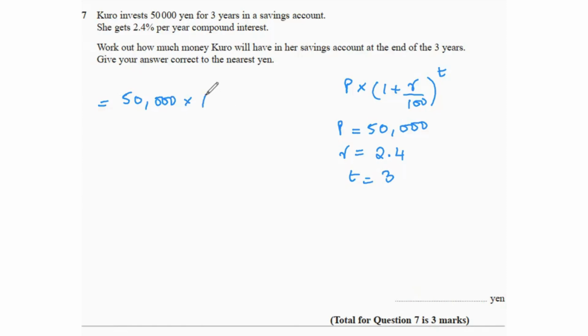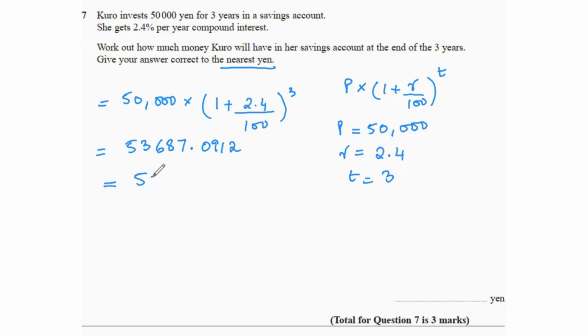So that's going to be 50,000 times 1 plus 2.4 over 100 to the power of 3. So same thing, 2.4 divided by 100 plus 1, raise it to the power of 3, and then times the result by 50,000. So that's 53,687.0912. We want the answer correct to the nearest yen. So that's going to be 53,687.